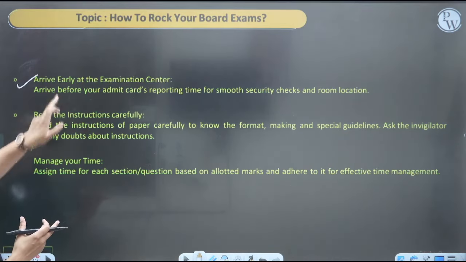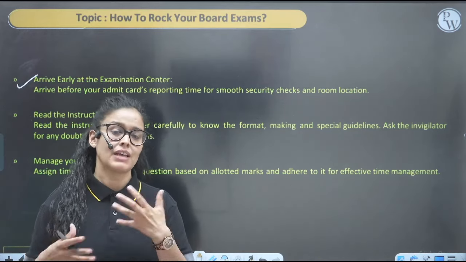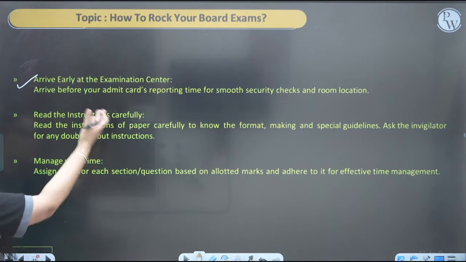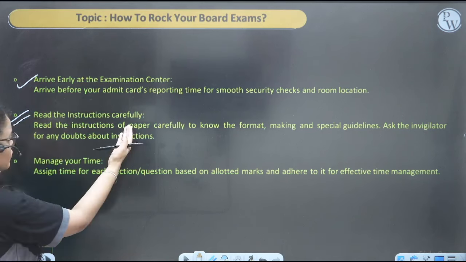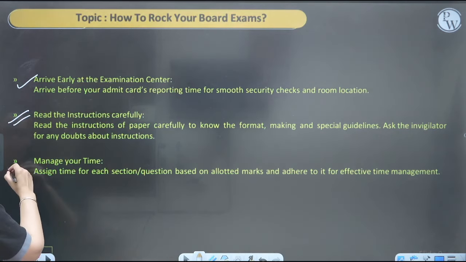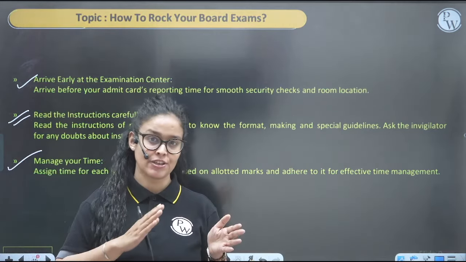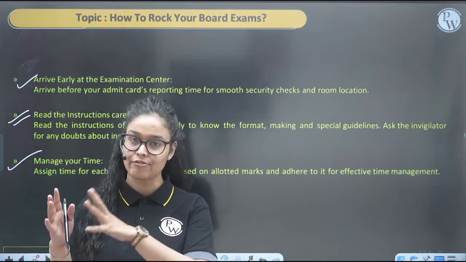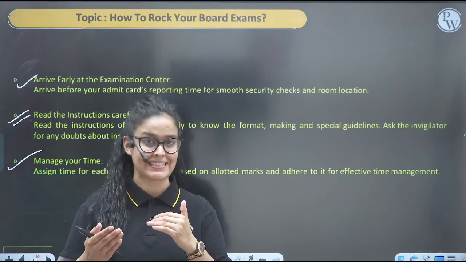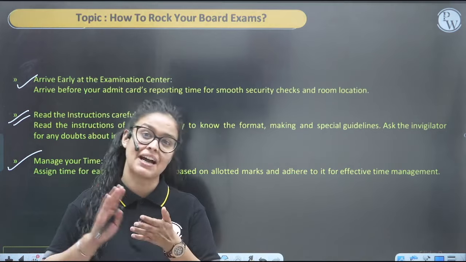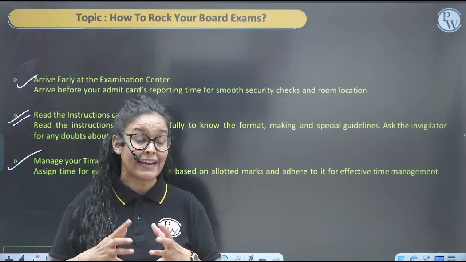Next, arrive early at the examination center, at least 30 minutes early, so that there would be a very smooth entry for you, right? Read the instructions carefully in the paper. That is very important. Manage your time. You have sections A, B, C, D, E, so read the questions first. If you are comfortable with section B, start with section B. If you are comfortable with section E, start with section E. If you are comfortable with A, start with A. So make sure, and you don't have to panic.